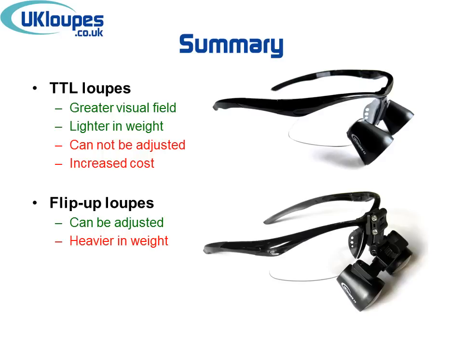They are marginally heavier in weight due to the additional hinge mechanism, and due to the position of the lens being slightly further away from the eye, they have a smaller visual field than TTL loupes. Due to their flexible nature, they are of a lower cost than TTL loupes.